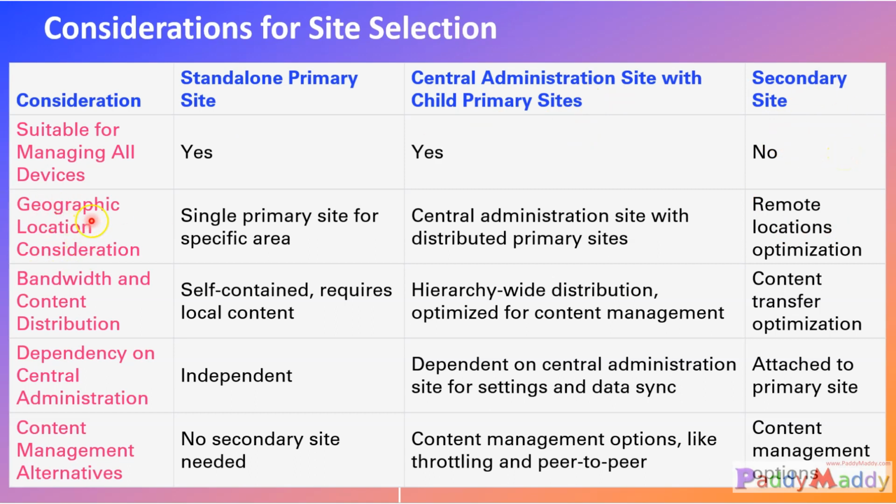And now, when we talk about the geographic location considerations, then you might have to think about, within that entire region or geographic location, do you want to have one primary site? Let's say, think about a region called European Union, and you might have one central head office. You could consider one standalone primary site, and the remaining locations can be considered as secondary sites. So that's what it actually means.